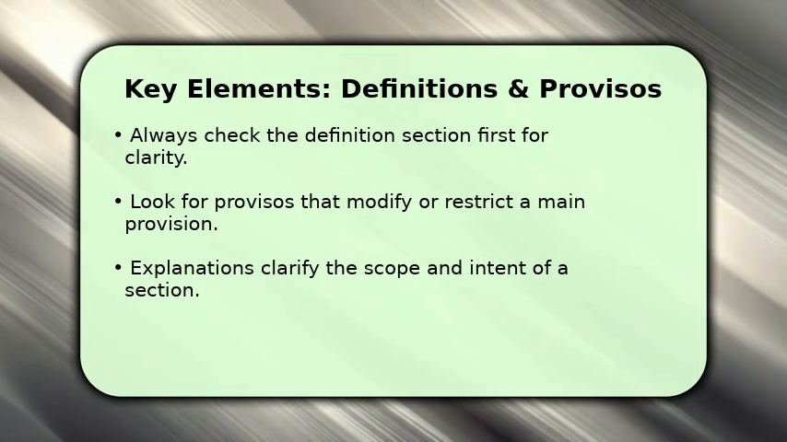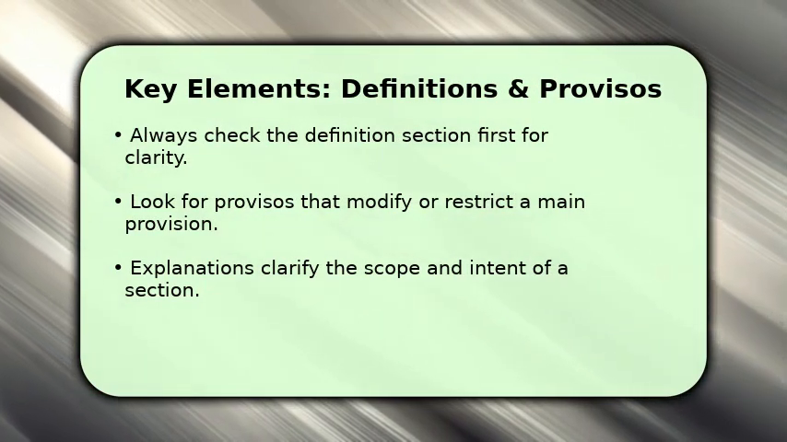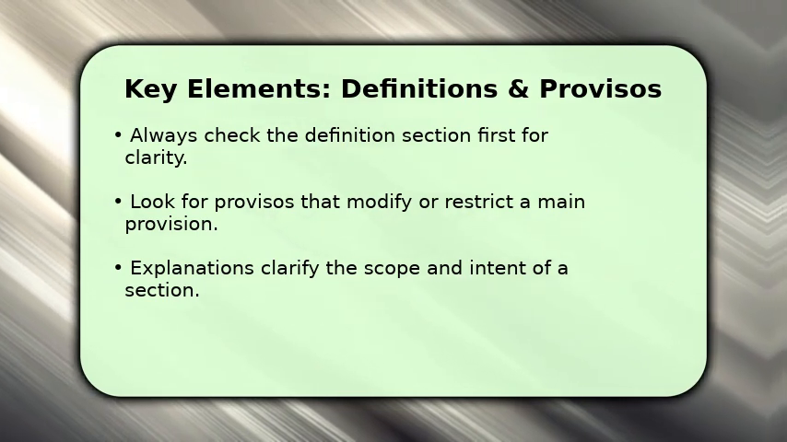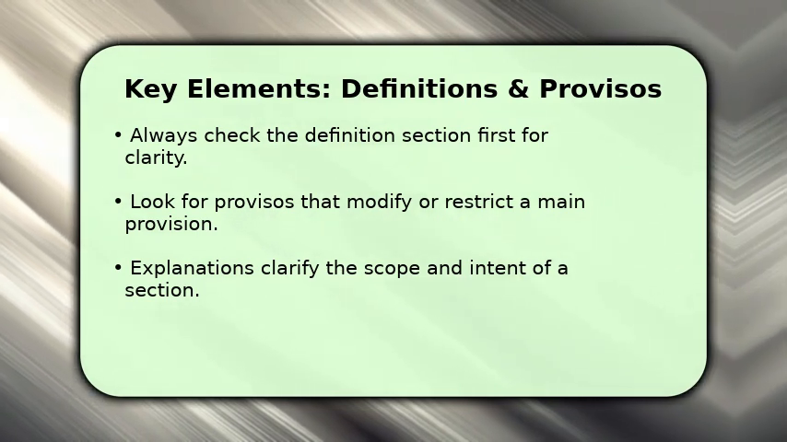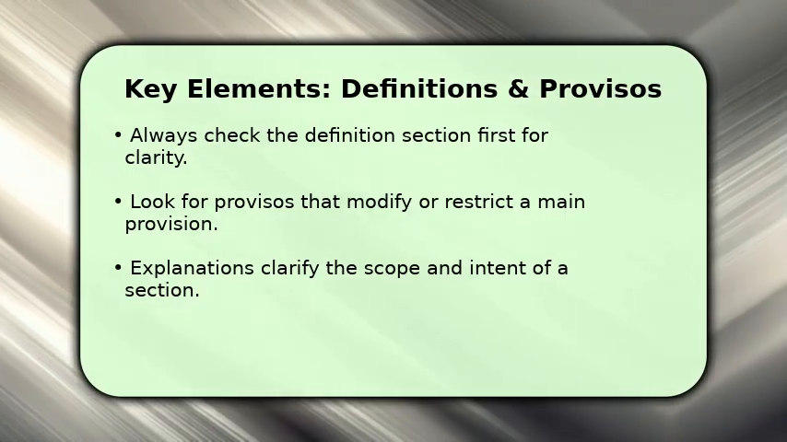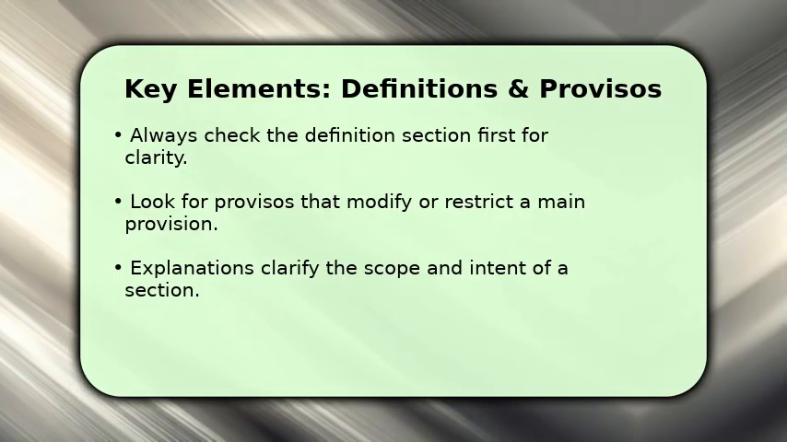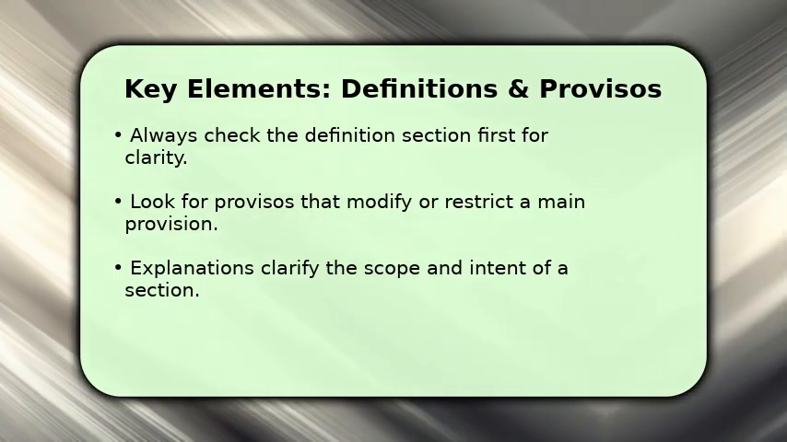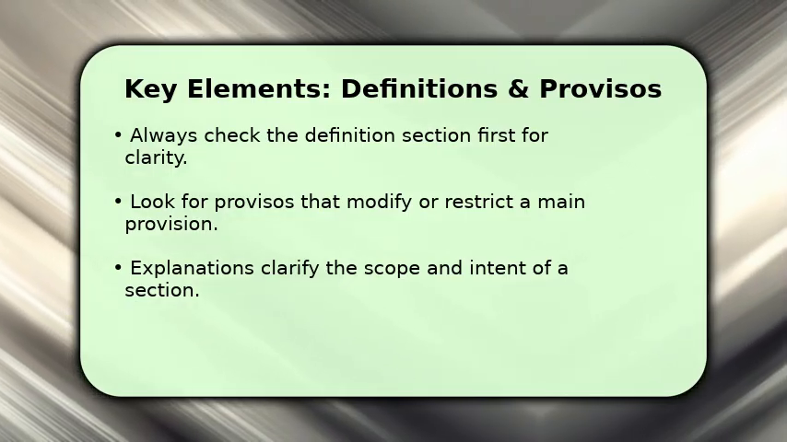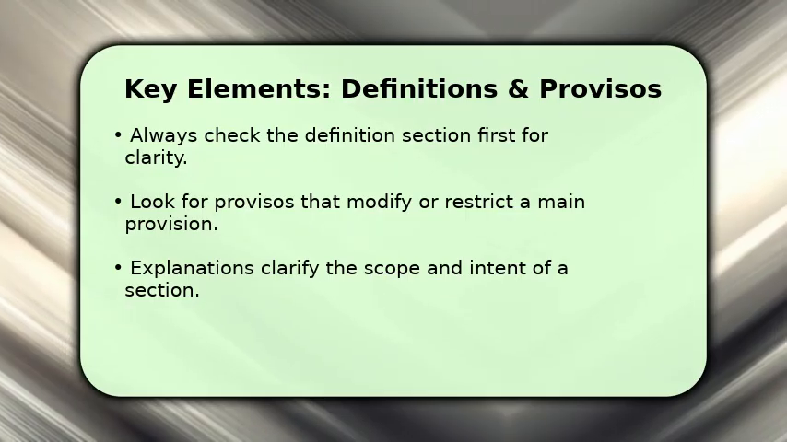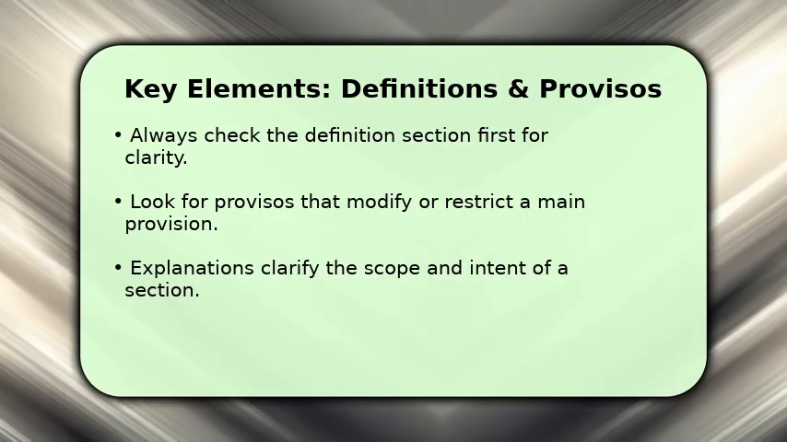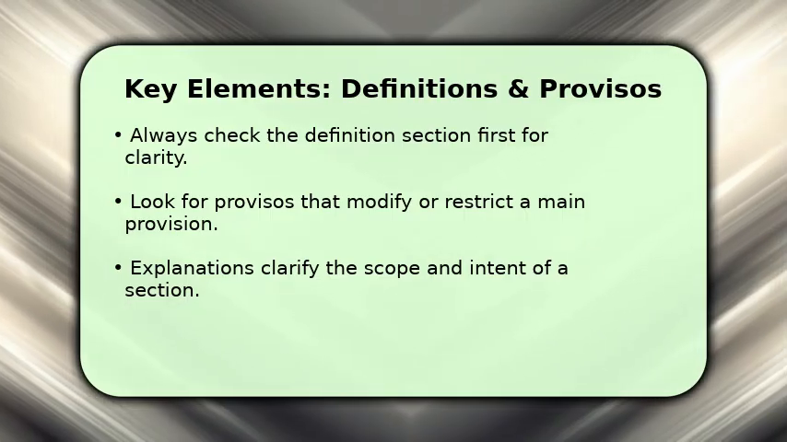When reading, pay close attention to the definition section, usually found at the beginning, as it defines crucial terms used throughout the Act. Provisos, often starting with "provided that", are critical as they can add conditions or exceptions to a general rule. Explanations further clarify the legislative intent behind a section, ensuring proper interpretation. Sometimes, you'll find illustrations that offer concrete examples, helping you understand how a particular provision applies in real-world scenarios.